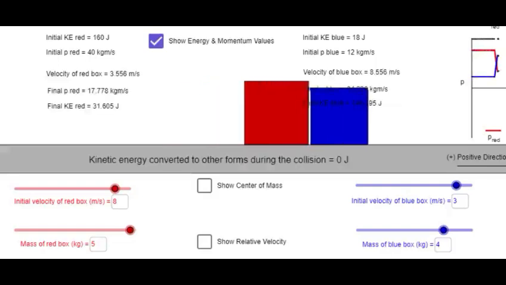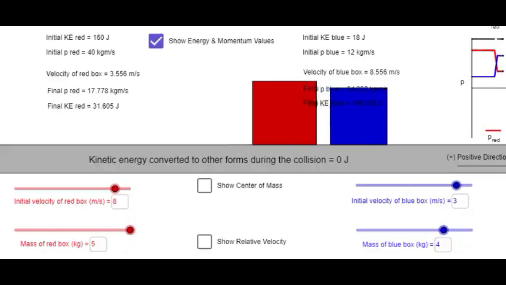Now they come, they collide. Good. Now we see here, after they have collided, red is now moving with a velocity of 3.556, what we are calling the final velocity. Whereas blue is moving with a velocity of 8.556. So now if we multiply 3.556 with the mass of that red box, which is 5, we should be able to get the final momentum, which is 17.778.